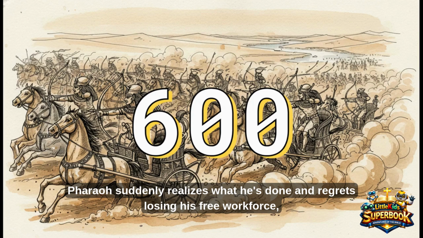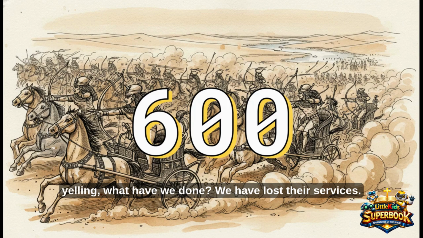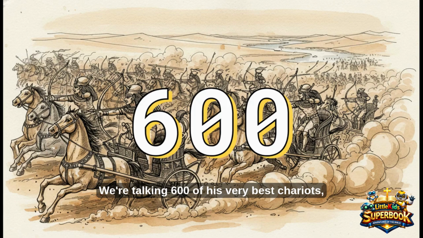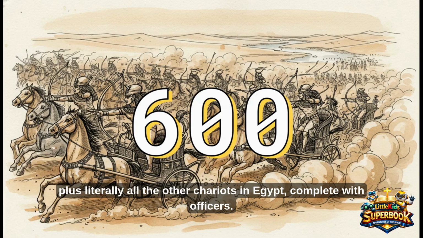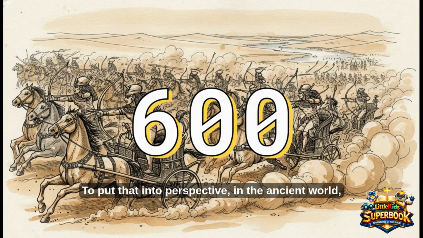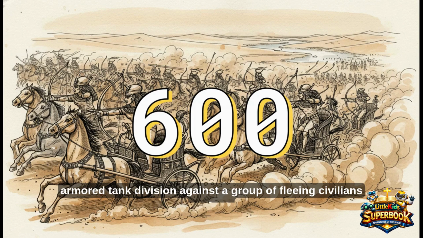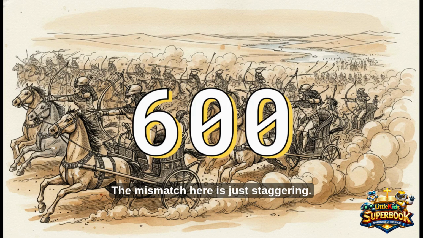Pharaoh suddenly realizes what he's done and regrets losing his free workforce, yelling, "What have we done? We have lost their services." This causes him to mobilize an absolutely overwhelming military force. We're talking 600 of his very best chariots, plus literally all the other chariots in Egypt, complete with officers. To put that into perspective, in the ancient world, that's essentially the equivalent of deploying an entire superpower's armored tank division against a group of fleeing civilians on foot. The mismatch here is just staggering.